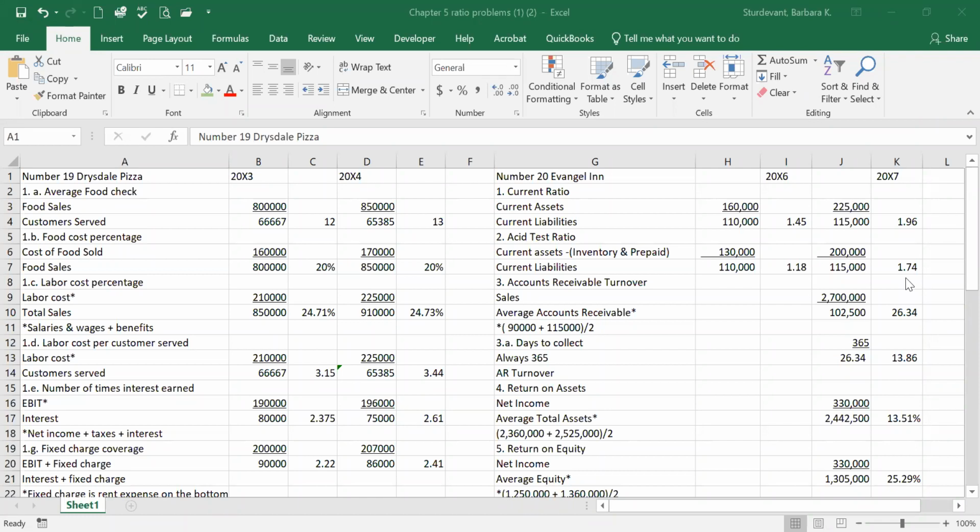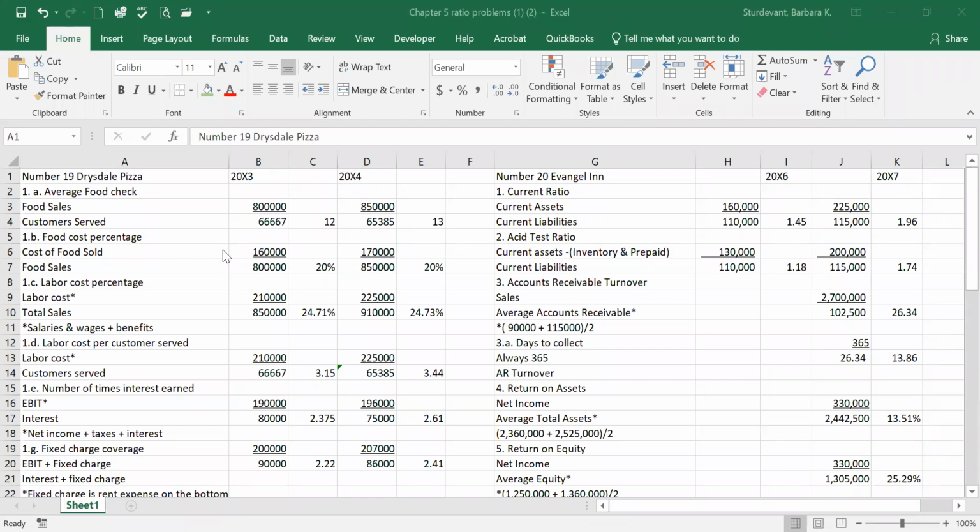And so the first one was doing an average food check. So basically all you're doing is taking the sales divided by customers served. And so for X3, that was your food sales, and then it told you the customers that you served. So X3, it was $12. X4, it was $13. So I'm just going to keep going through these, but if you have a question, stop me. All right.